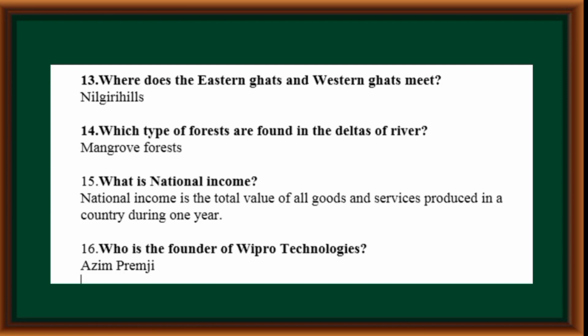Where does the Eastern Ghats and Western Ghats meet? Nilgiri Hills. Which type of forests are found in the deltas of river? Mangrove forest. What is national income? National income is the total value of all goods and services produced in a country during 1 year. Who is the founder of Wipro Technologies? Azim Premji.